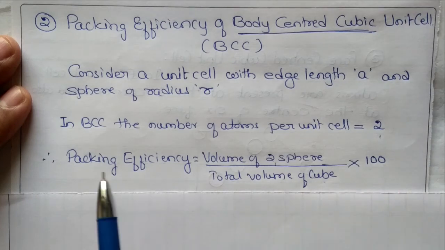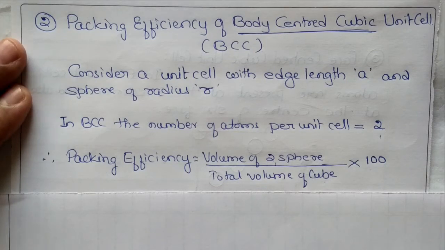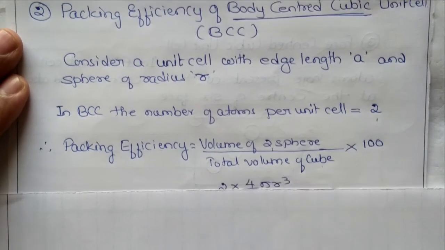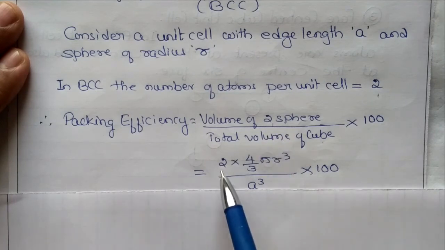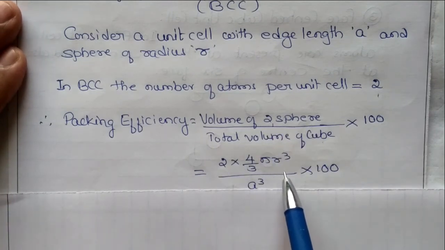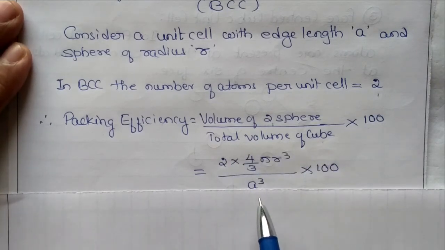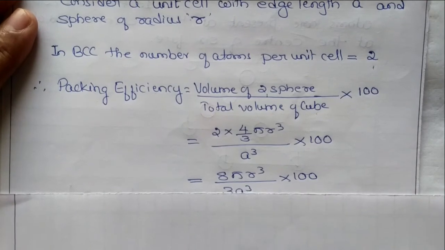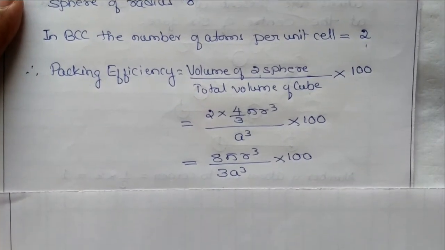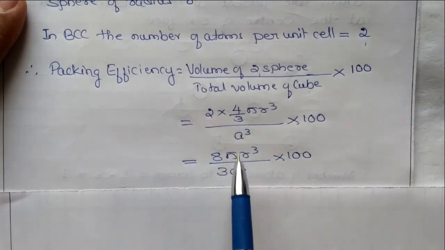The formula is the same for everything, only the number of spheres changes. In the simple cube it was 1, here it is 2. So next is substitution. 2 is the number of spheres, volume of sphere formula 4 by 3 pi r cube into 100. Total volume of cube is a cube. If you simplify, that is nothing but 8 pi r cube, this 3 goes to the denominator, a cube into 100.